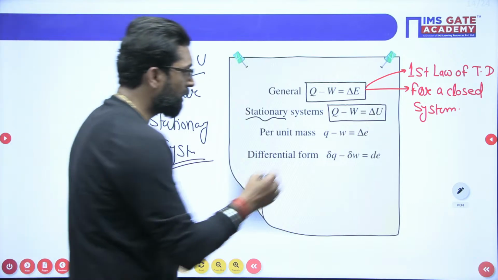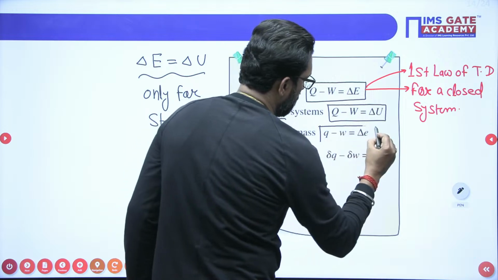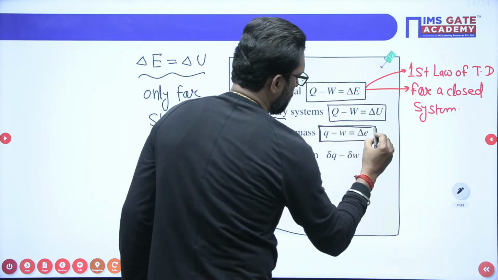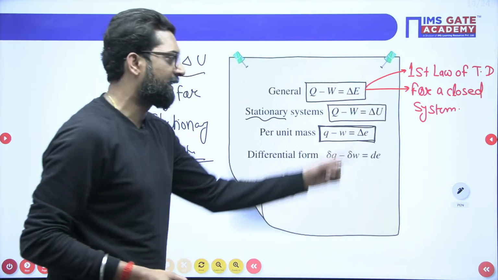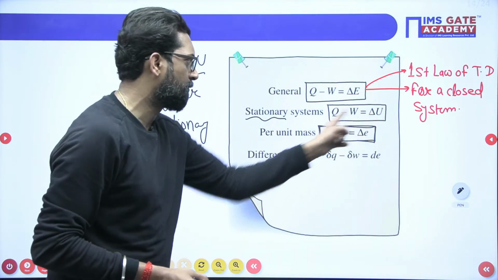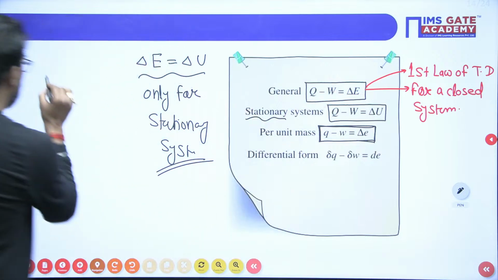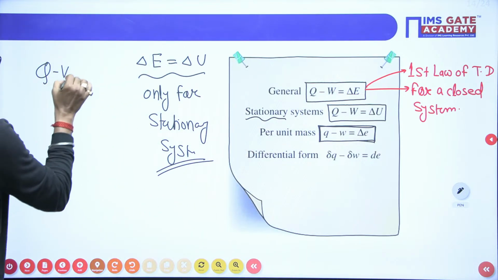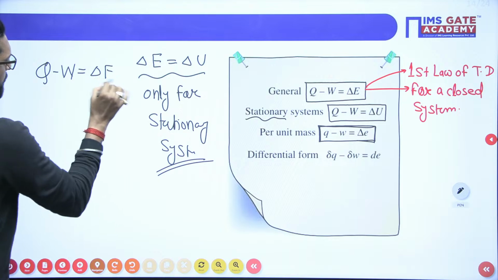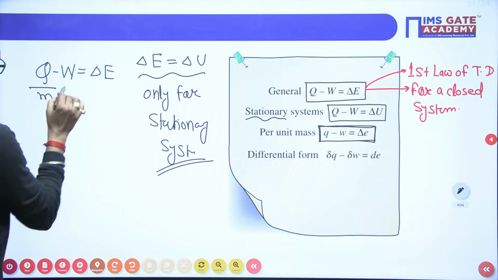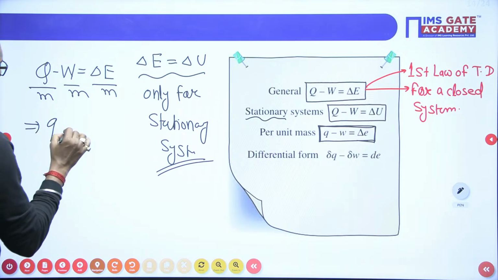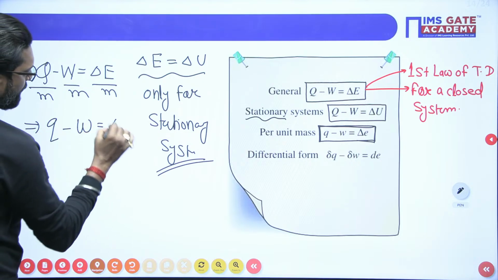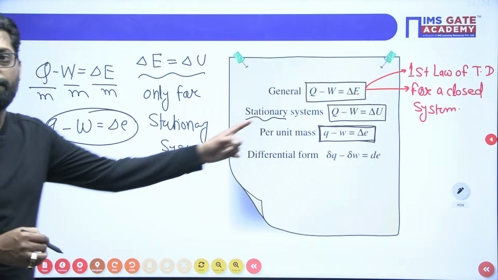Now, second one, this is per unit mass basis. That means if you write Q minus W is equal to m c delta T, per unit mass, divide both sides by the mass. That means if you take the first equation, Q minus W is equal to delta E, divide by the mass. So this is small q, small w, delta small e. So this is your equation per unit mass basis.